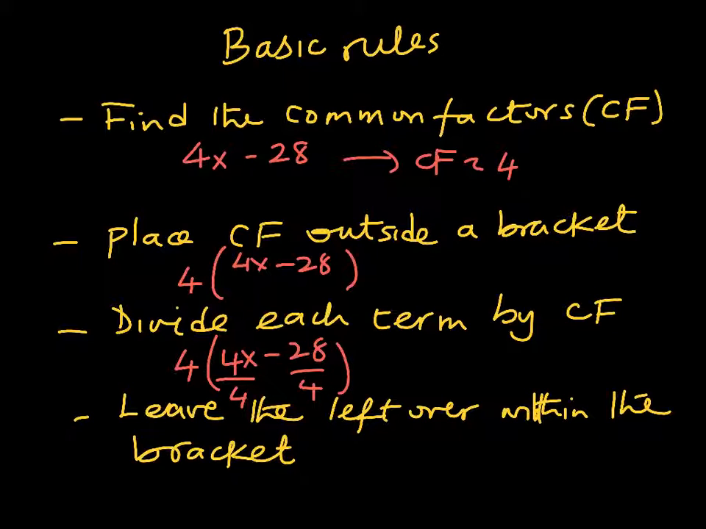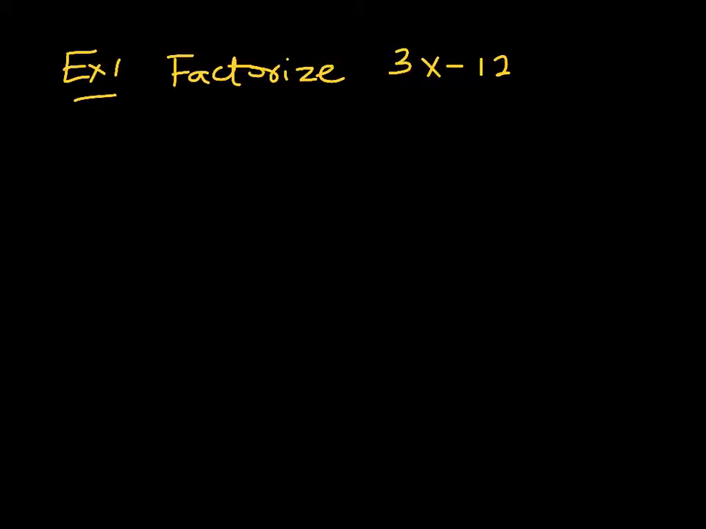Okay, so now after you cancel out, whatever is left, you leave it in the bracket. So let's cancel out 4 in 4, that is 1. 4 in 28, that is 7. So what do we have left? So we have 4 outside of the bracket, and we have x minus 7. So these are the steps which you need to follow when you are trying to factorize algebraic expressions. Now let's look at a few examples.